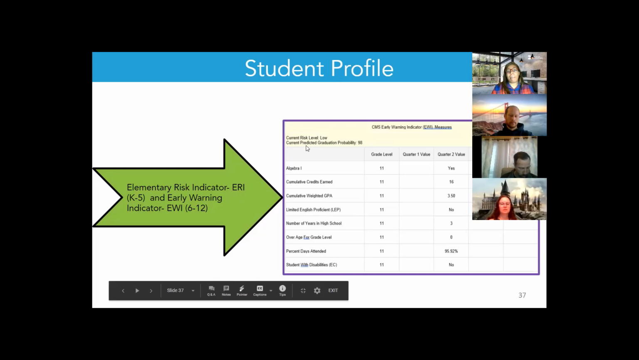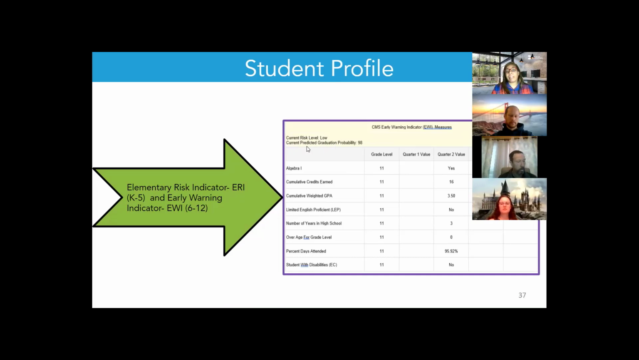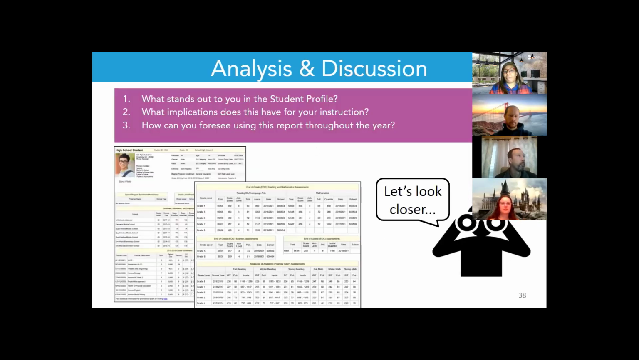And then for my middle school and high school, you get predicted graduation probability. So you'll get that and what their risk level is. And we'll dig more into that in just a second. That is the student profile.